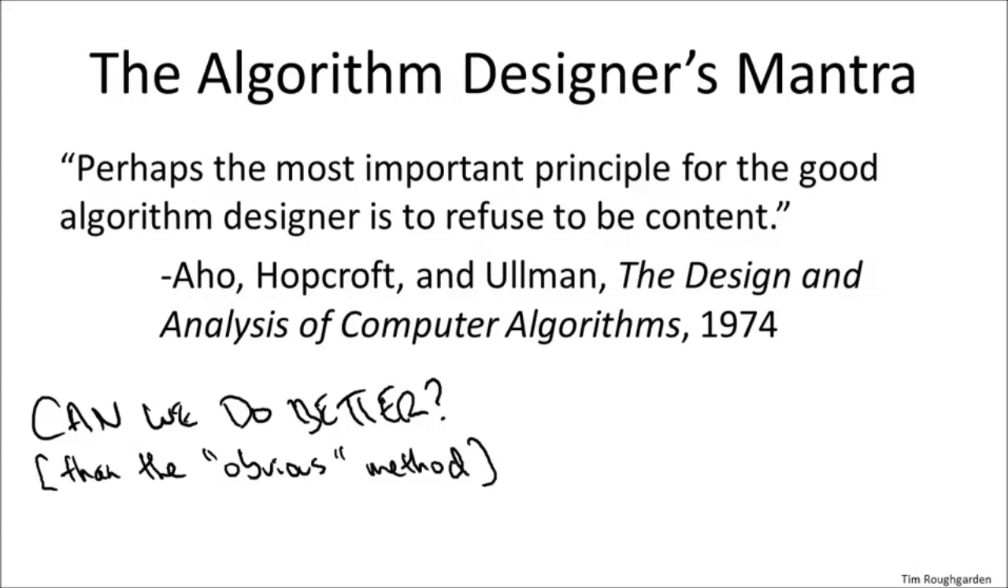So let's apply this cocky attitude to the problem of multiplying two integers. Let's just suppose, as a working hypothesis, that there is some procedure which is better than what we learned back in elementary school. What could it possibly look like?